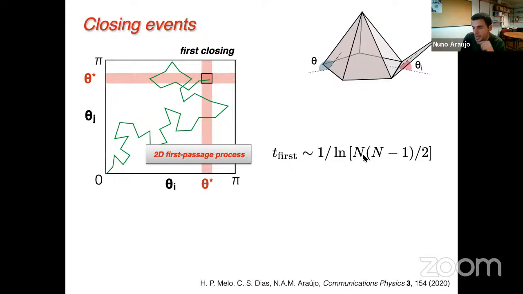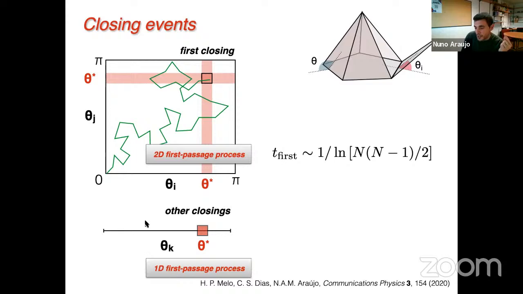So n times n minus 1 over 2, where n is the number of faces that we have in the pyramid. And once these two faces close, all the remaining faces just need to meet these two faces. So they just need to hit this specific angle for the first time. What you can see here is that for all the other faces we have a 1D first passage process. And so the time it takes from the first closing event until you totally close or totally fold, the total folding time, is the slowest of all the other n minus 2 1D first passage processes.